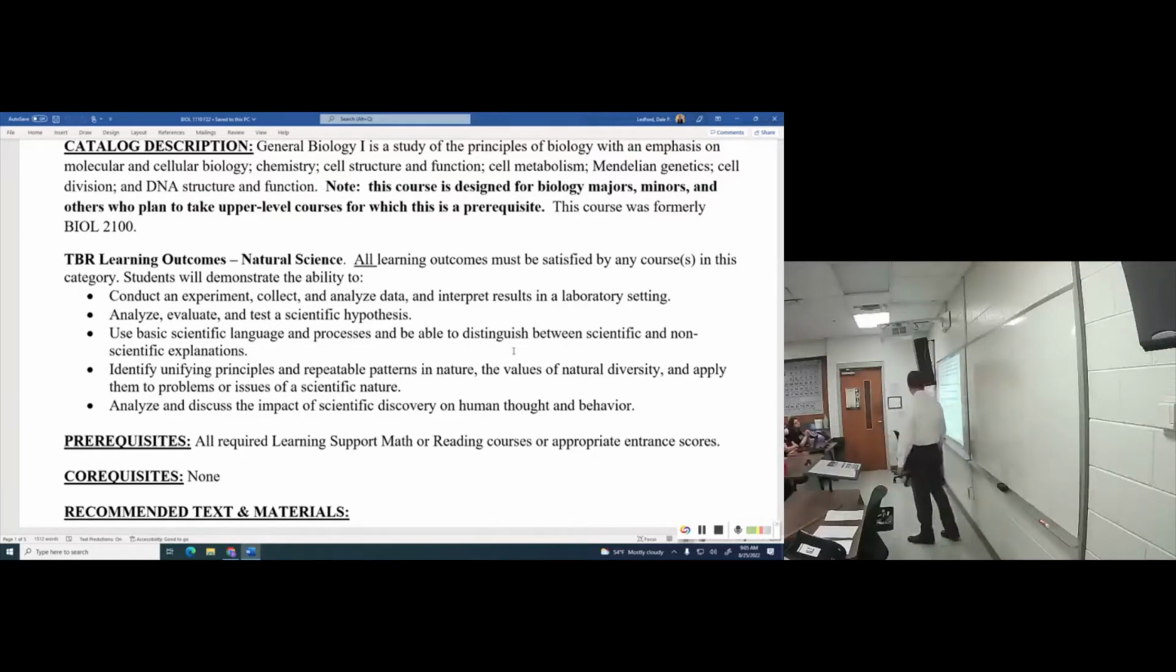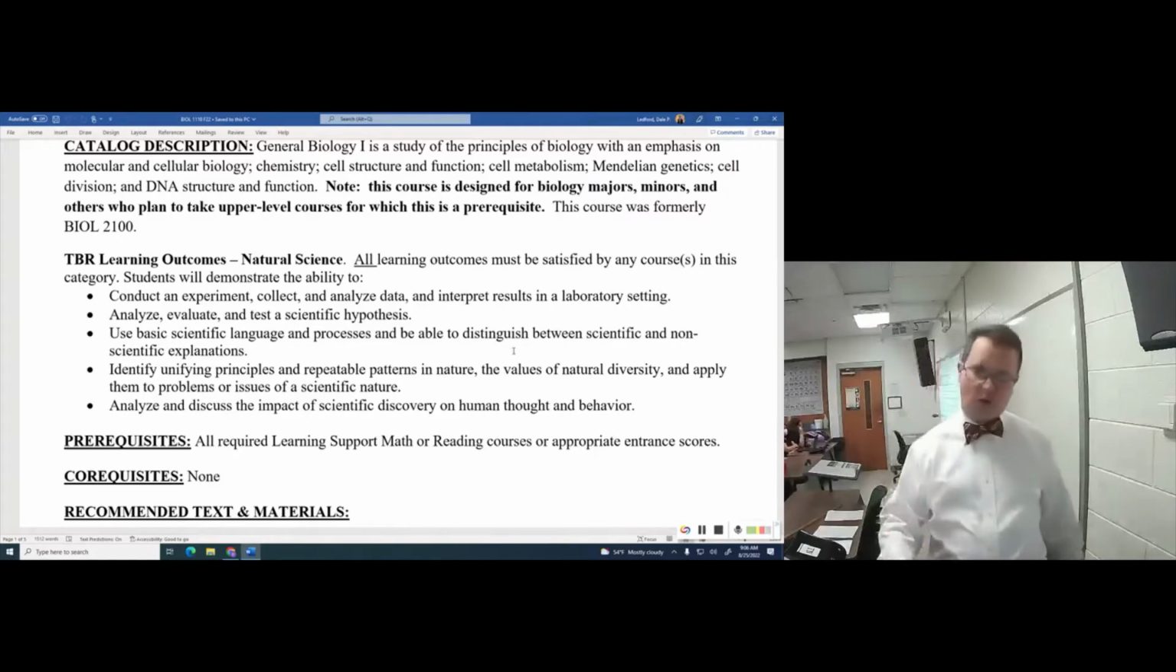I don't sit and read. There are no prereqs that are required other than learning support, math, reading, and writing. All your learning supports or entrance scores have to be good enough.